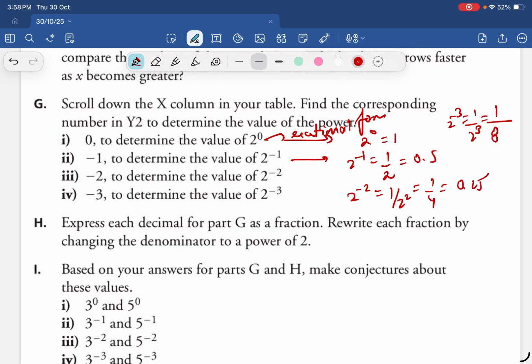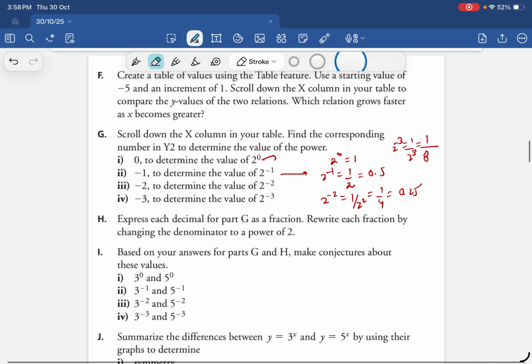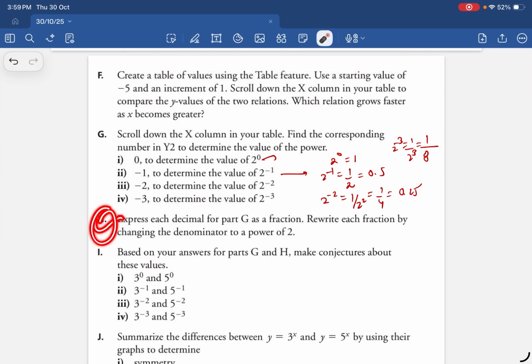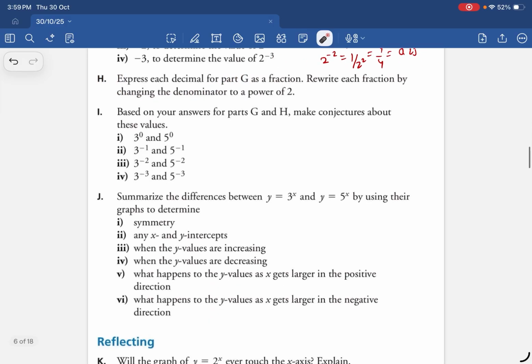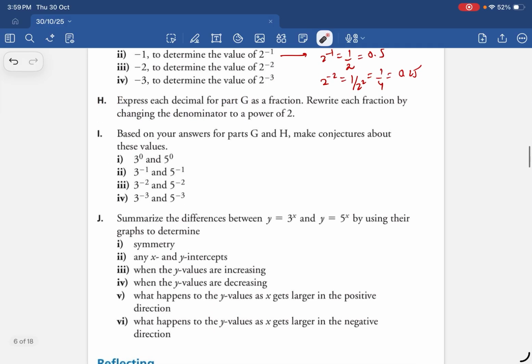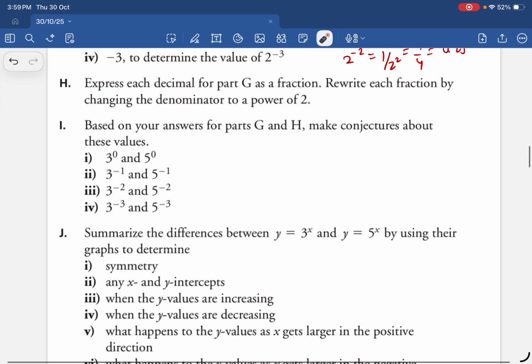Okay, now for the h part, express each decimal from part g as a fraction. Rewrite each fraction by changing the denominator to a power of 2. We learned this part in the g part, so there is no need to do it. Now the same for the i part. Okay, based on your answer for the g and h parts, make conjectures about these values.